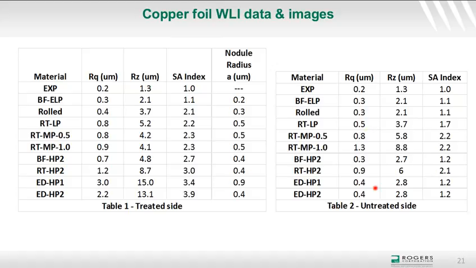And then looking at the untreated side, as we'll see in the photographs, these structures are quite different, but they still can, particularly in the case of some of the reverse treated foils, have significant roughness values. In fact, if we look carefully here, the RQ value of the untreated side of this particular type of reverse treated foil is actually higher than the treated side.